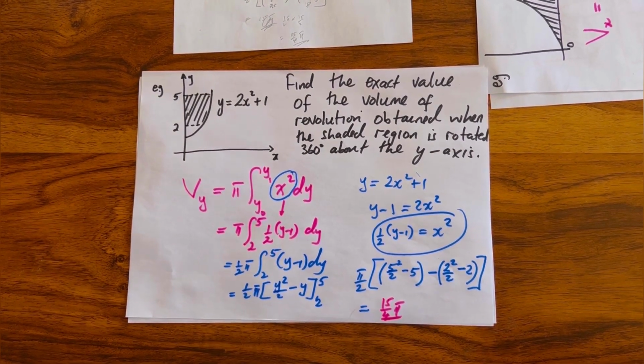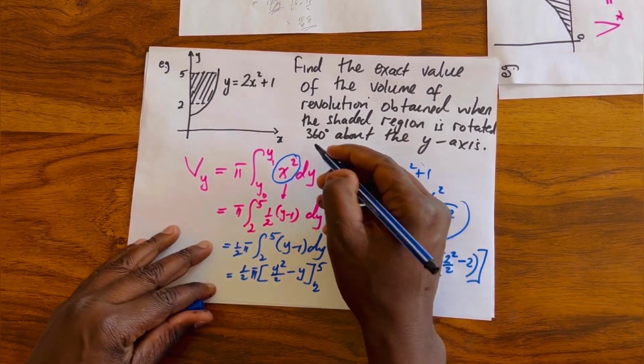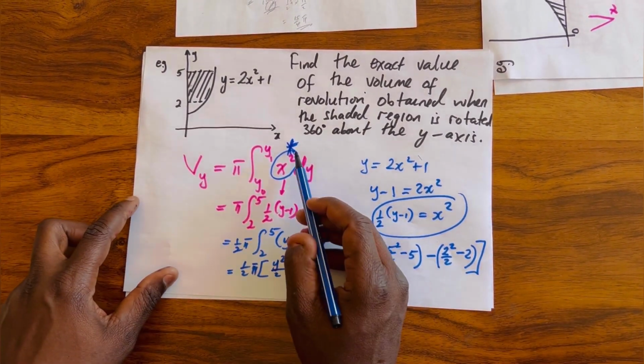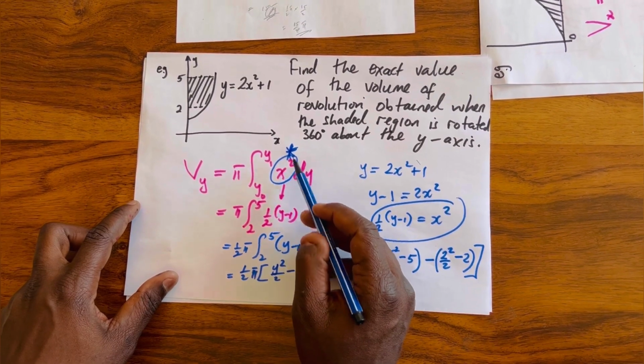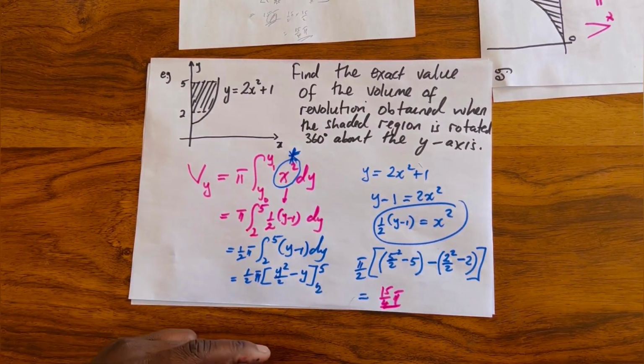Right. So this is how you use the formulas for volume when you rotate about the x or the y. Remember, if it's about the y, you substitute the x squared. If it's about the x, you need to substitute the y squared. All right.